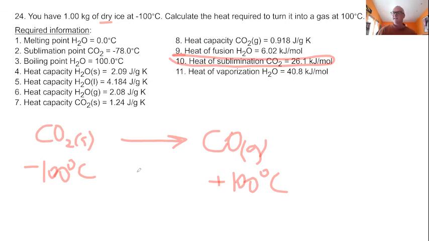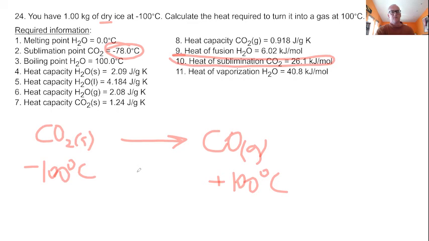And at what point does that happen? What temperature does that occur? Negative 78 degrees. Mm-hmm. It happens at minus 78. So the way I see it, there's 3 things we need to do. What's the very first thing we need to do? So I have CO2 solid at minus 100. What's the first thing I need to do?